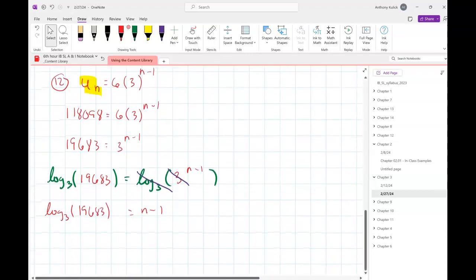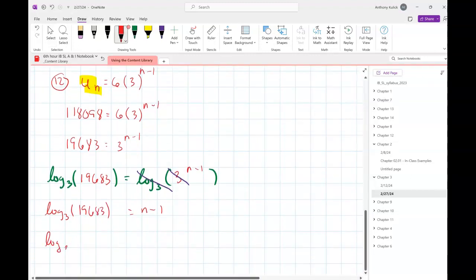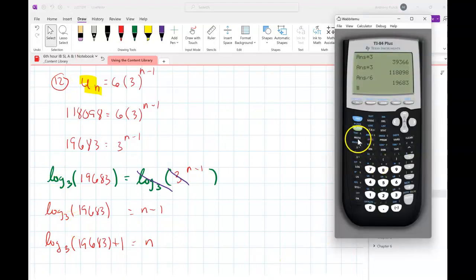And then I'll just add 1 to both sides, and type this into my calculator. To get the log base 3 into your calculator, press the math button and scroll down to the very bottom, where there's the log base command. If you choose that, it lets you type in any number as your base of your logarithm.